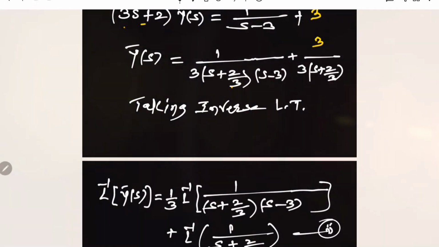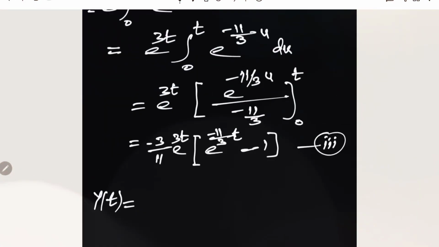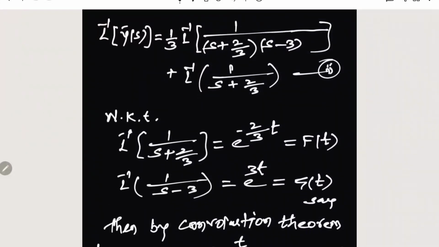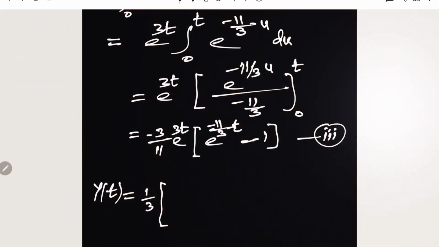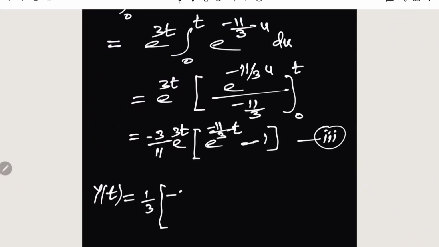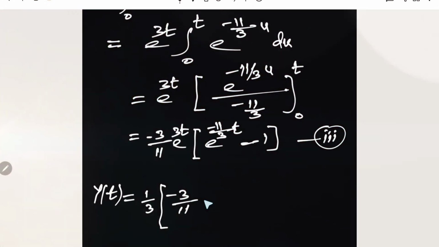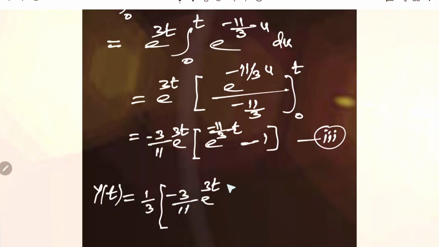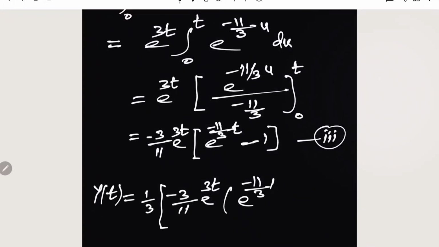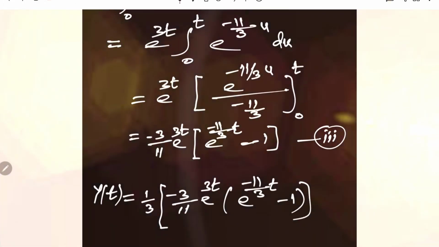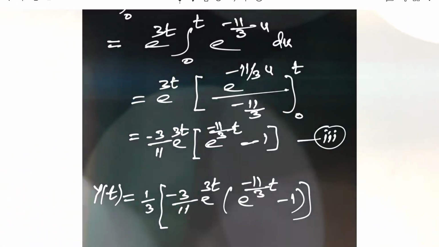Substituting this value in equation 2, therefore, inverse of y bar of s, we get y of t is equal to outer term 1 by 3 as it is into inverse of the first term. That inverse of the first term is minus 3 by 11 e raised to 3t multiplied by e raised to minus 11 by 3 times t minus 1. This is the inverse of first term.